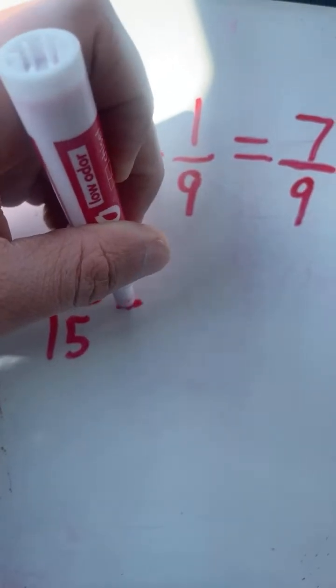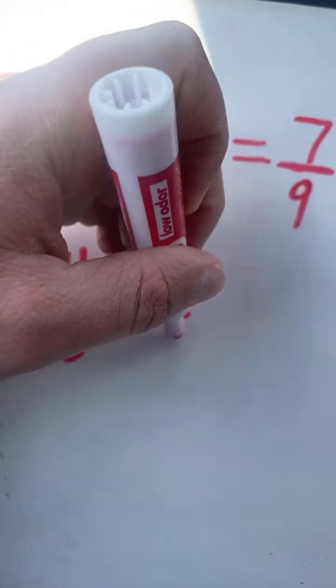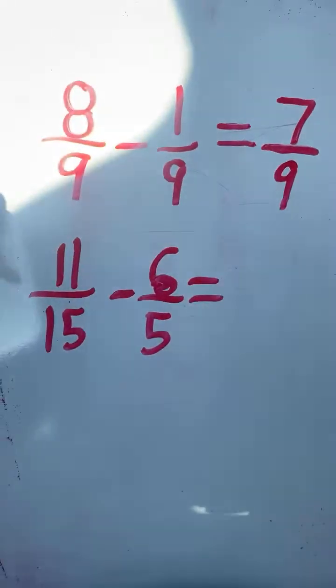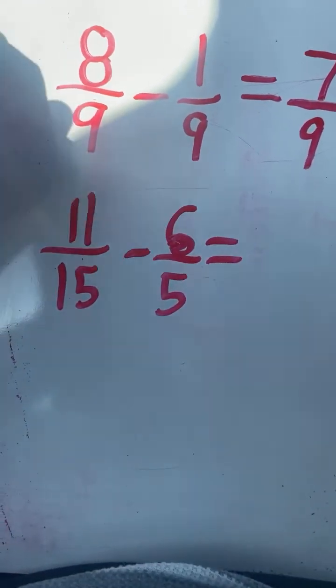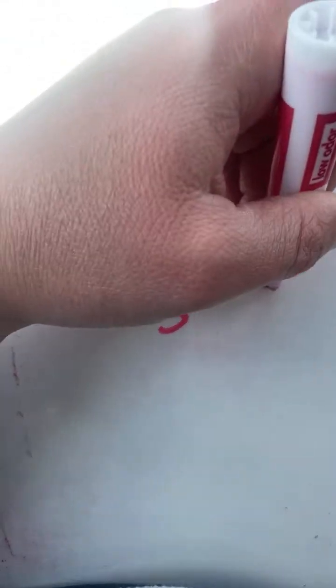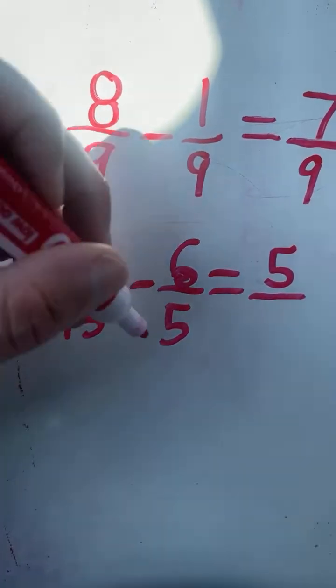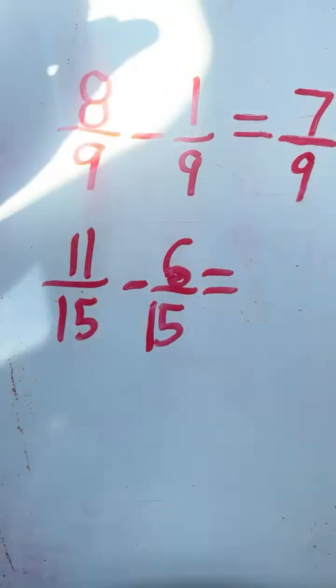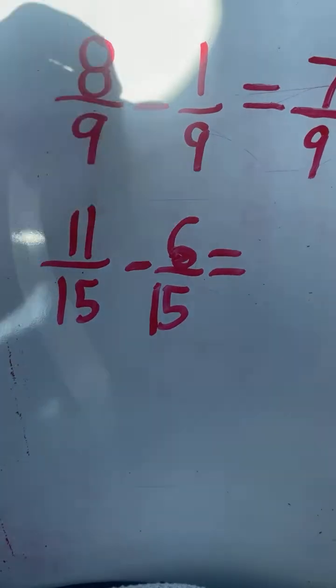11/15 minus 6/15. Step 1, we subtract our numerators. 11 minus 6 equals 5. Oh, wow. I didn't even... Let me redo. 11/15 minus 6/15.